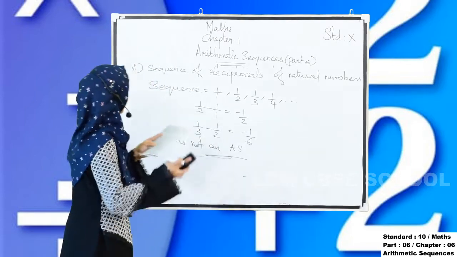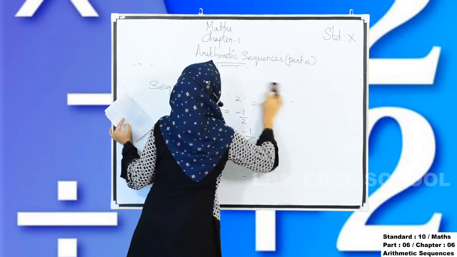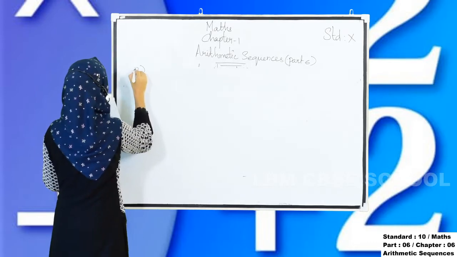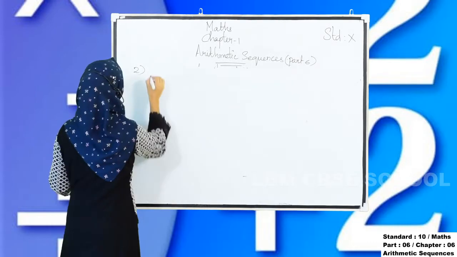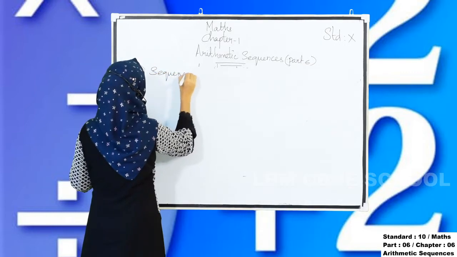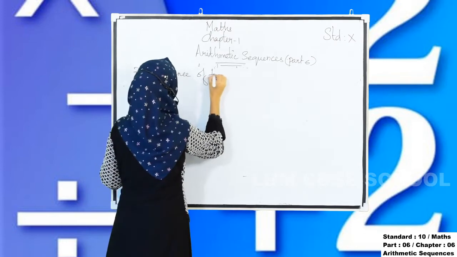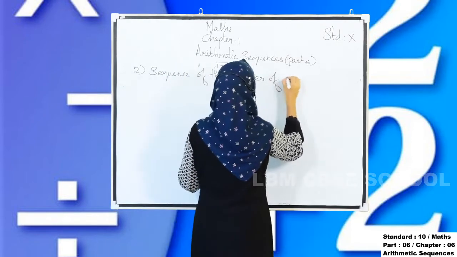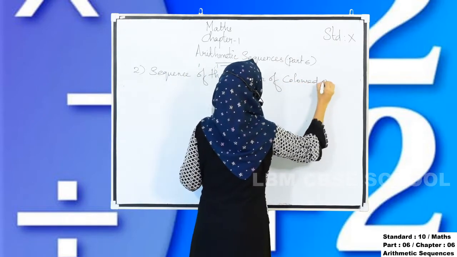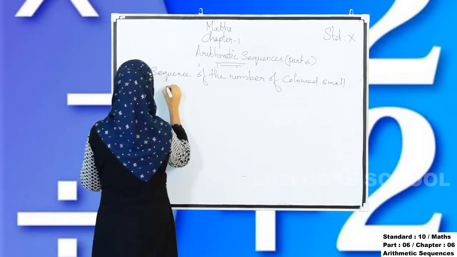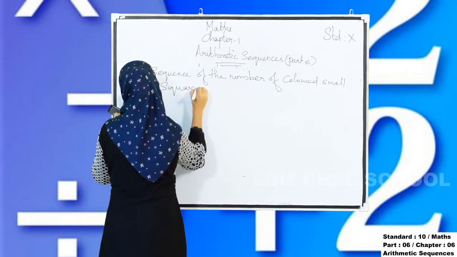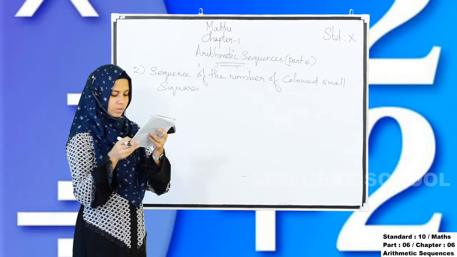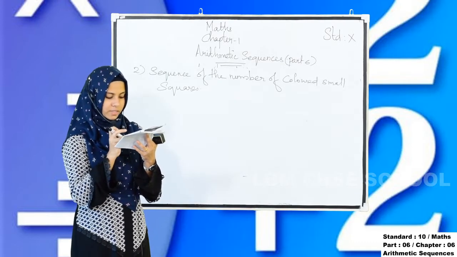So first, question number 2. Sequence of the number of colored small squares. Check how many colored small squares there are in the first square. 1, 2, 3, 4, 5, 6, 7, 8.